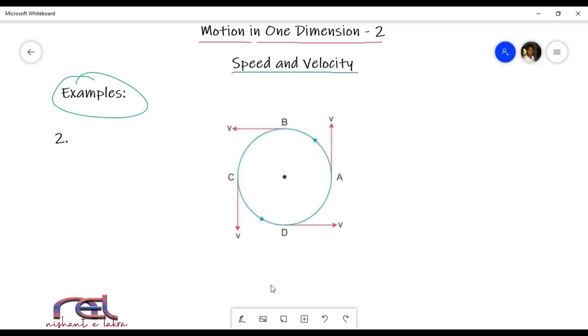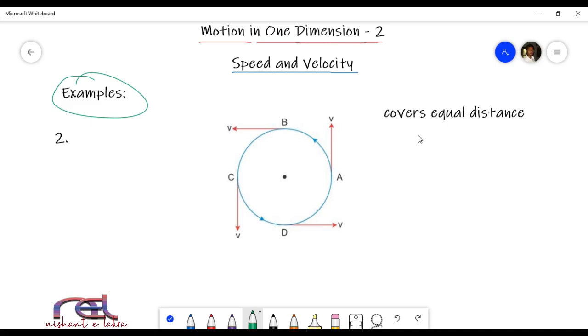Let's see another example. A body moving in a circular path. It starts from an initial point, right? Now you see that the directions are not the same. It has started from one point and again it has reached back to that same point. It covers equal distance in equal intervals of time, right? You see it is marked as D, A, B and C. It covers equal distance in equal intervals of time.